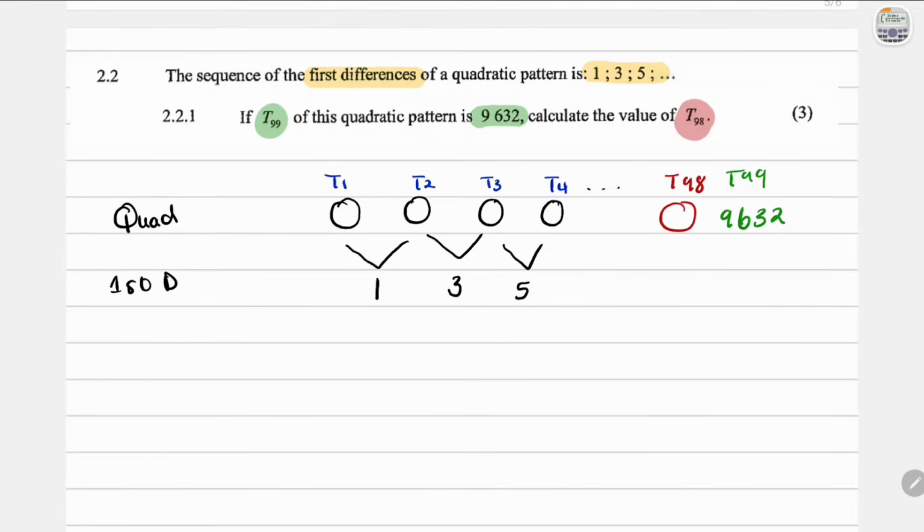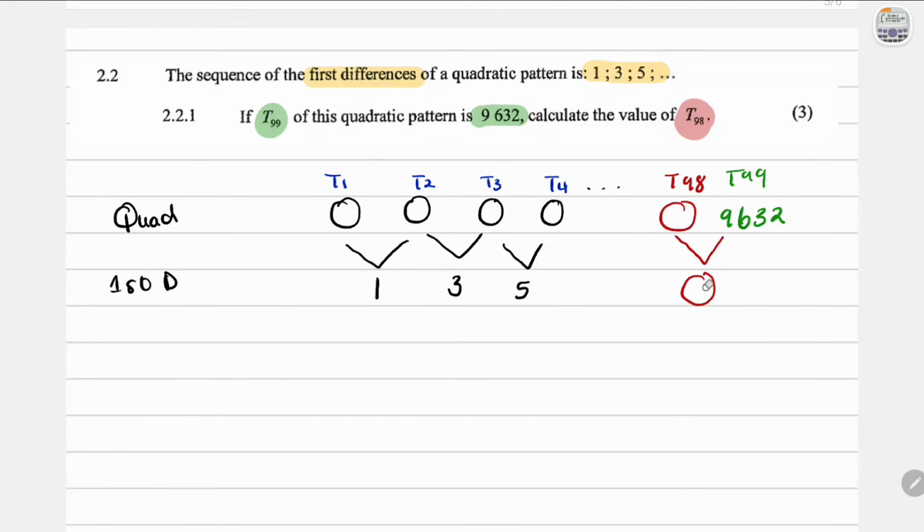Why don't we just see the relationship between how term 98 relates with term 99? Do you see that in order to actually get term 99, you're going to have to say term 98 plus a specific first difference, and then it will give you term 99. So that means that you need to find out what first difference was added to term 98 to get term 99. So that's our goal now.